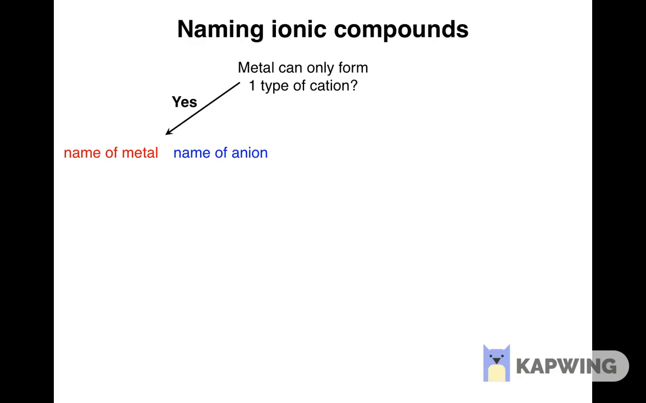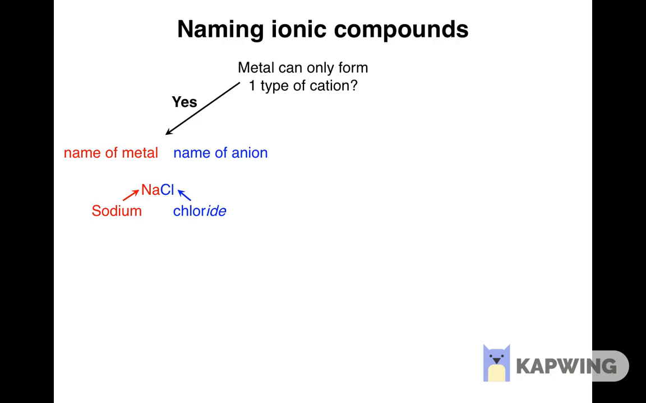For instance, table salt has the empirical formula NaCl. Sodium is an alkali metal and can only form one type of cation, Na+. The anion consists of a single element, chlorine. Therefore, the name of this compound is sodium chloride. It starts with the name of the metal, followed by the name of the anion.